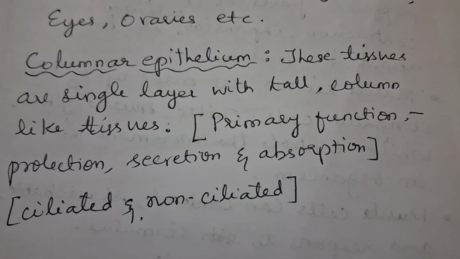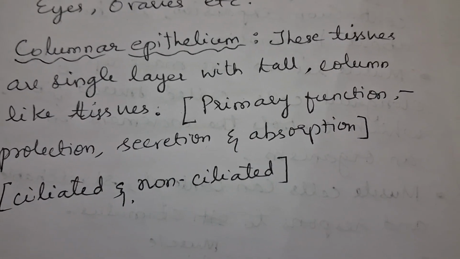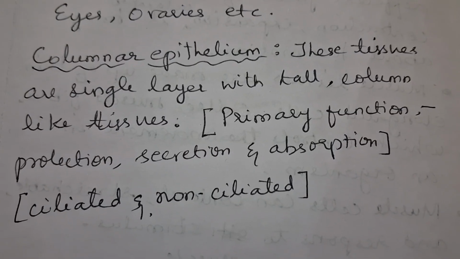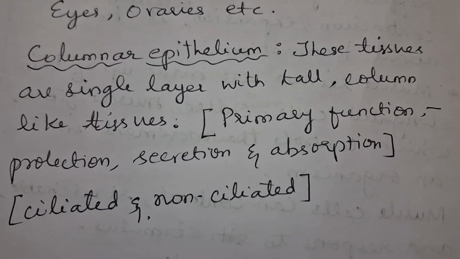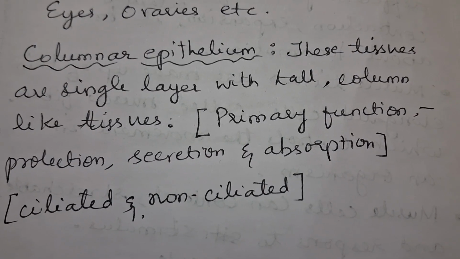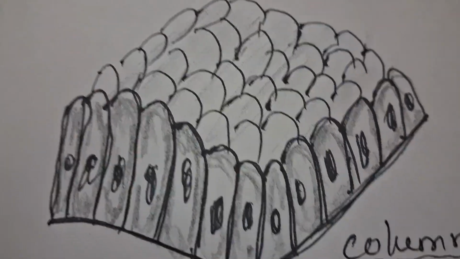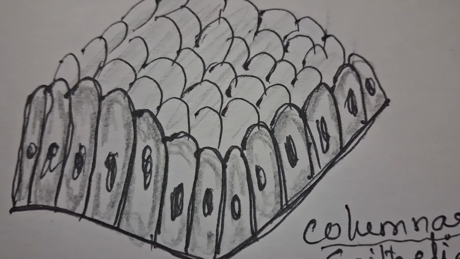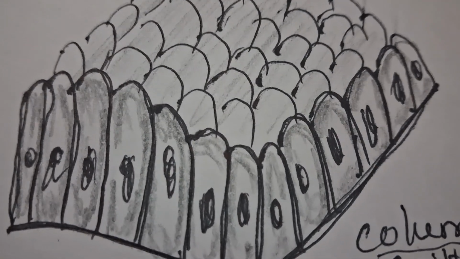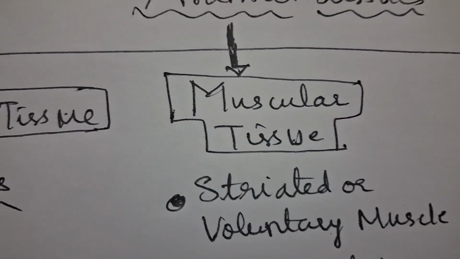Columnar epithelium. These tissues are single layered with tall, column-like cells. The primary functions are protection, secretion and absorption; they can be ciliated or non-ciliated. In columnar epithelium, if cilia are found, it is ciliated columnar epithelium, and if they are not there, it is non-ciliated. These are columnar epithelial tissues. They are long, single layered, and tall, column-like tissues.